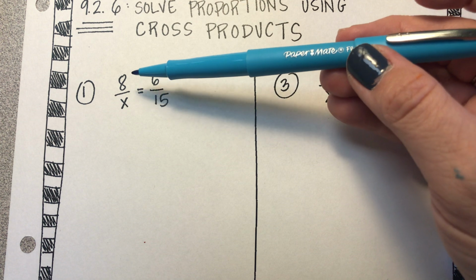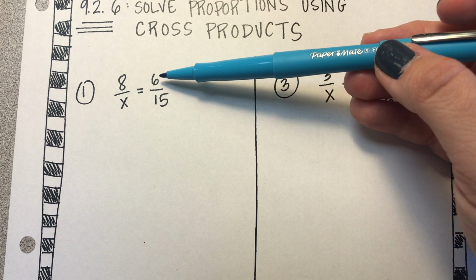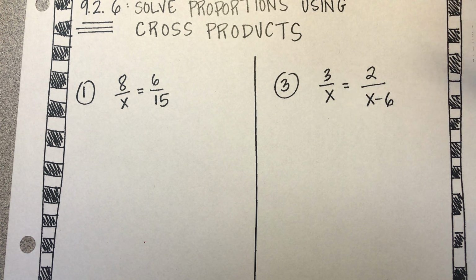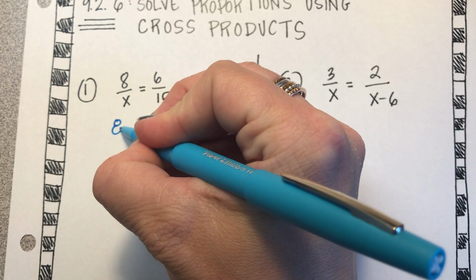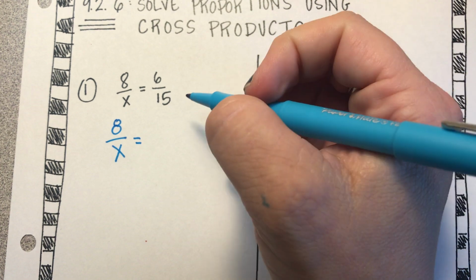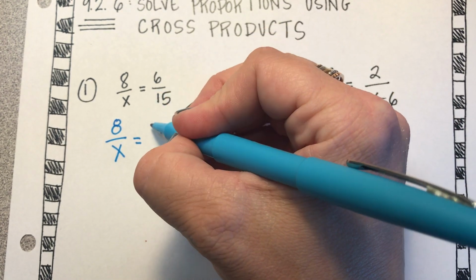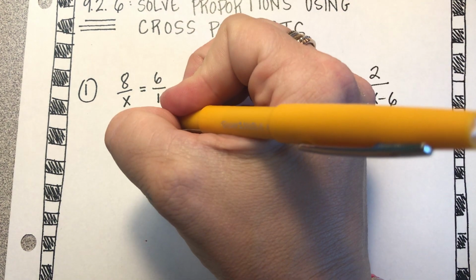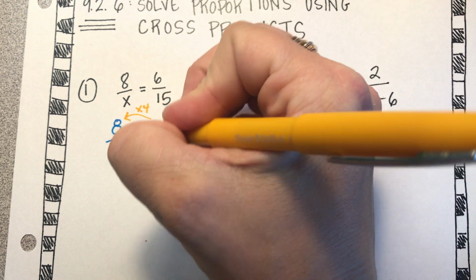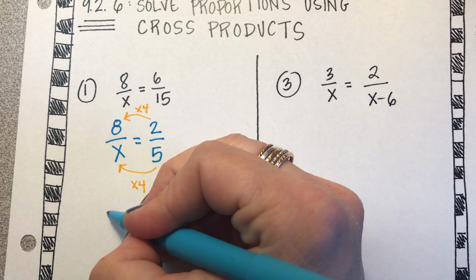You could do 15 times 8, which is what? 120, divide it by 6, get 20, and that would be fine. Or what can you simplify 6 over 15 to? Right, before we do cross products, what we want to check for is like this one, they're both divisible by 3. So I can simplify this to 2 over 5. And now look how simple. 2 times 4 is 8. 5 times 4 is 20.